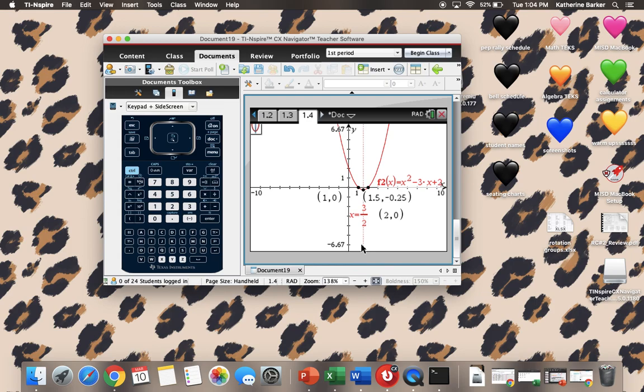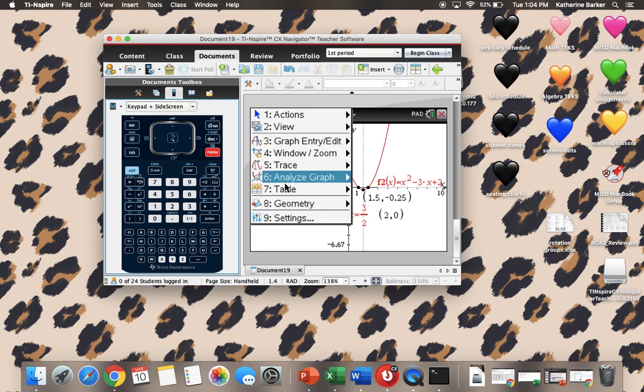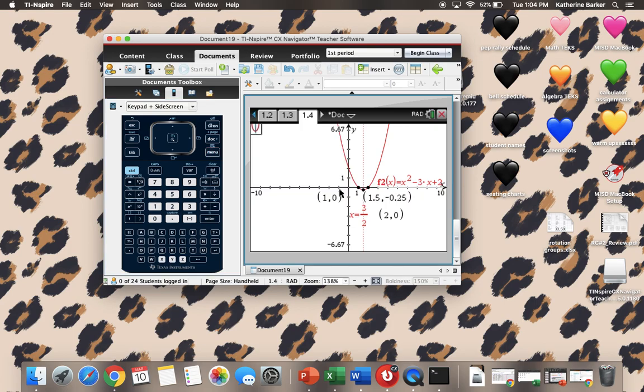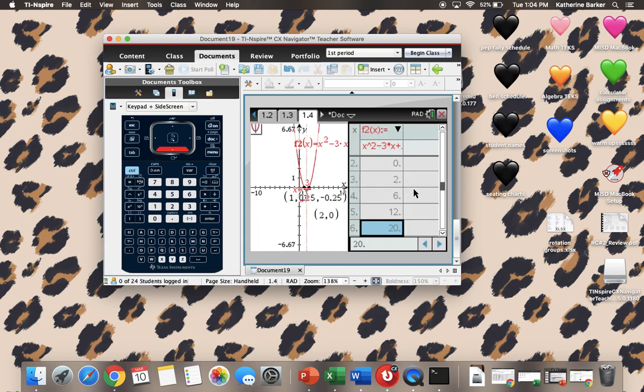Very last thing I'm going to tell you about is when you want to create a table from a graph. That's when you want to go to menu, exactly what it says, table, then split screen table, and there you have your table that goes with your graph.